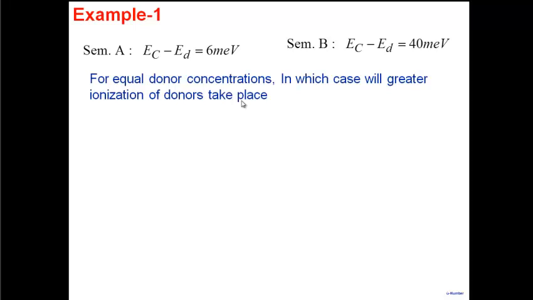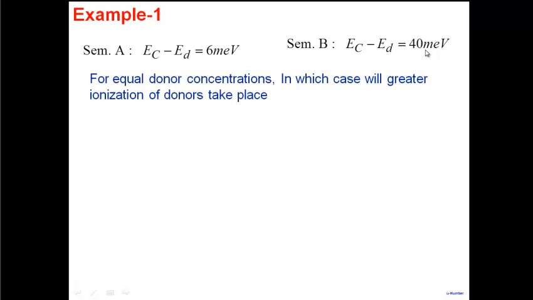All right. I'm sure you don't know where to start, right? In which case will greater ionization of donors take place? Two different semiconductors. EC minus ED is 6 milli-electron volt. Donor level is very close to the conduction band. EC minus ED is 40 milli-electron volt. Do you need any other equation, or can you answer it right away? One is 6 milli-electron volt, the other is 40. Can you answer on this basis?